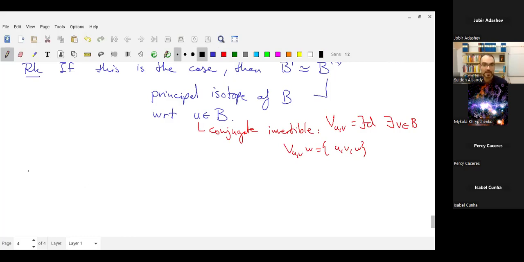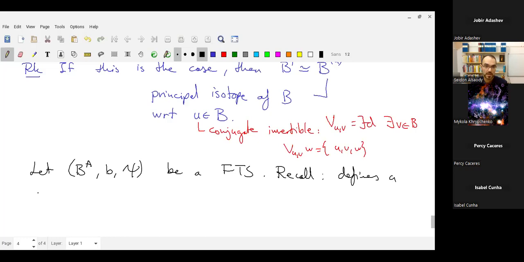So let's say BA, B, psi be a Freudenthal algebraic system of this shape, and recall this defines a quartic form that I did not write down explicitly because it's just a technical formula, a quartic form from BA to R.